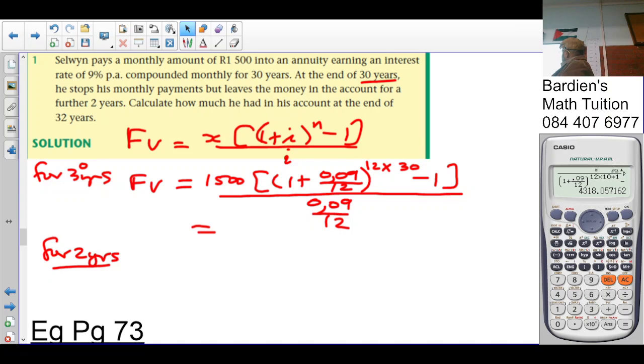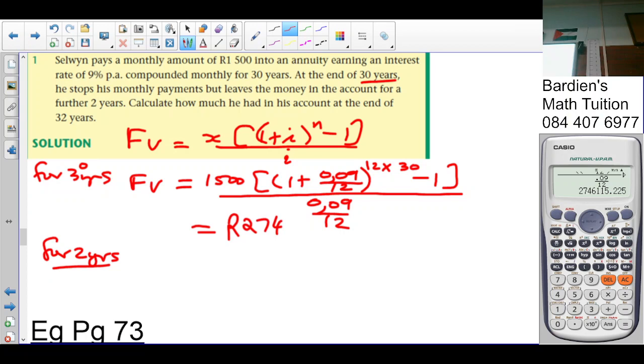So that would have been 1,500 into 1 plus 0,09 over 12 to the exponent 12 times 30 minus 1 over 0,09 over 12. It's going to give you 2,746,115 rand and 23 cents.